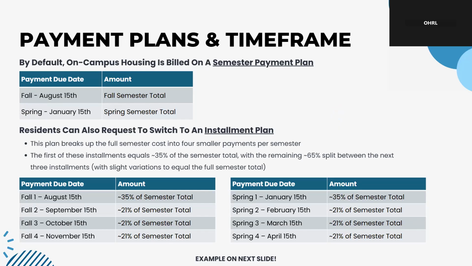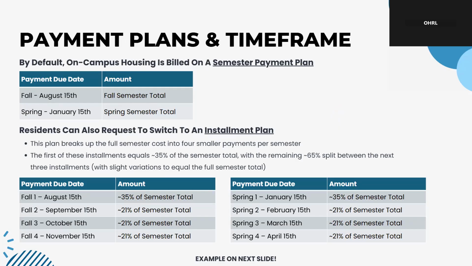For the fall, that is due by August 15th, and for the spring, that is due by January 15th. Again, this payment plan for the semester payment is the full semester cost of that given room type for the upcoming semester. So you'll be paying for the fall by August 15th and paying for the spring by January 15th.